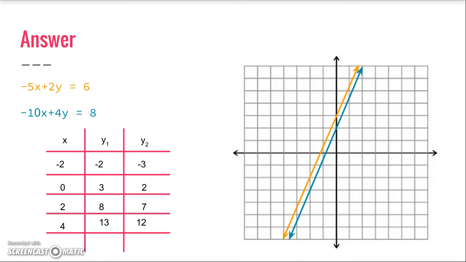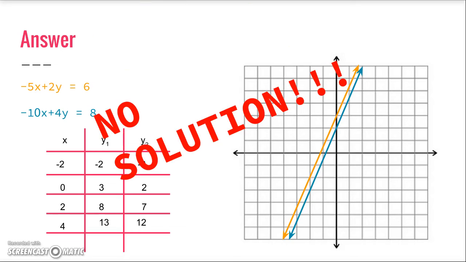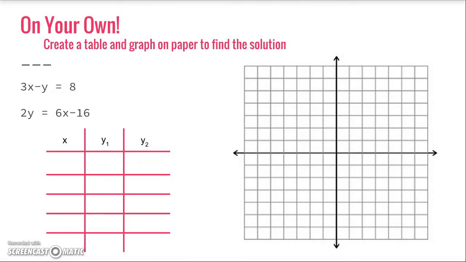Now, some of you could have moved your equation over into slope-intercept form, which right from there you would have been able to tell that there was no solution because you would have seen that the slope was the same. No solution. No point on the table was the same either. That was another way that you could have been able to tell.